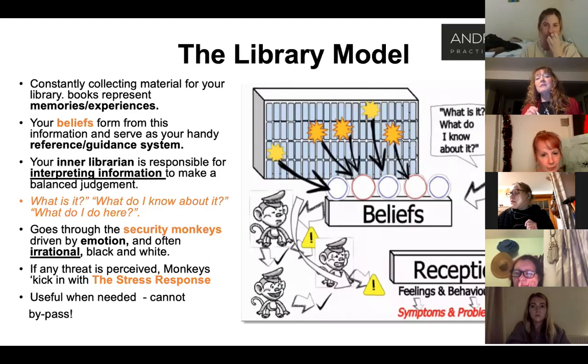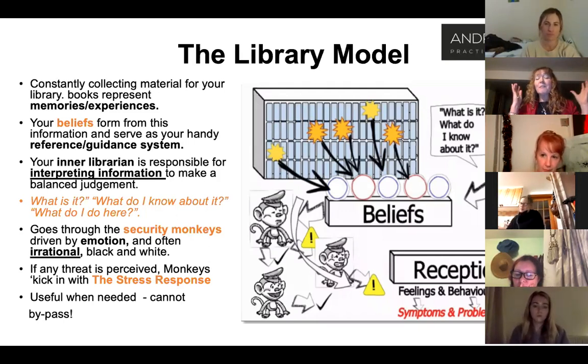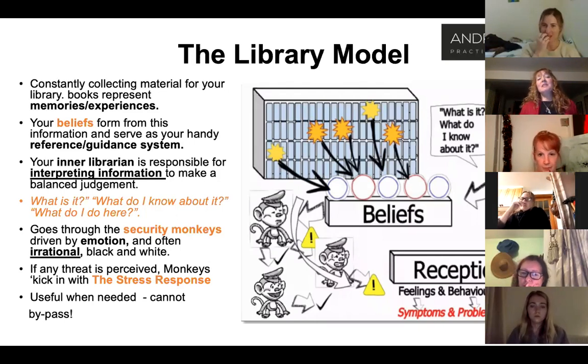The library model itself is also quite a good thing to use as a visualization, because it helps people to imagine that their mind is like this library with all these experiences and memories which they can reference. So the idea is, similarly to the pyramid but slightly more detailed, that we're constantly collecting material for our library. If you think of our mind being like that library, all the books in there represent the experiences and the memories that we've been through.